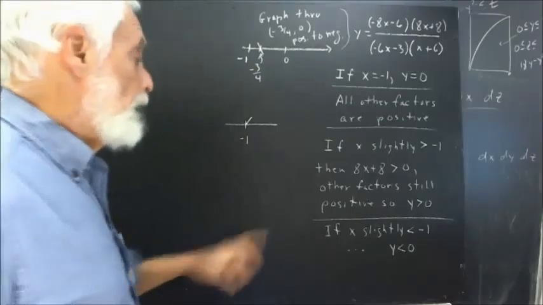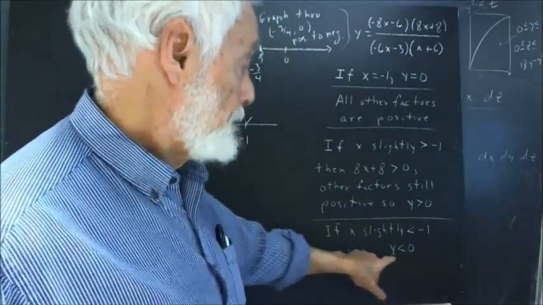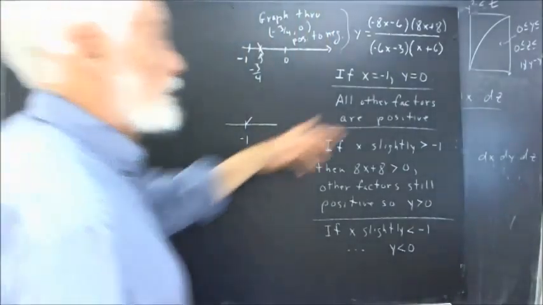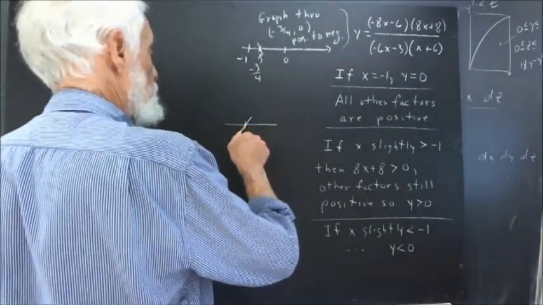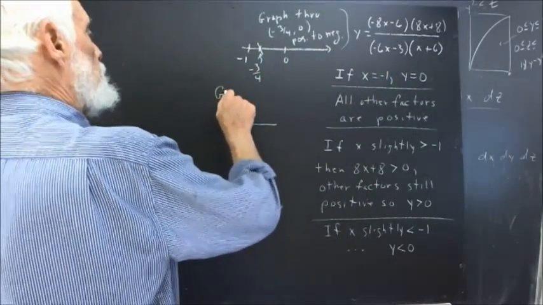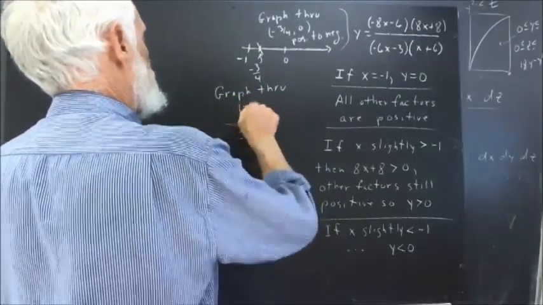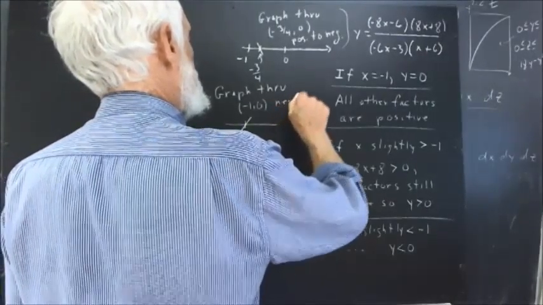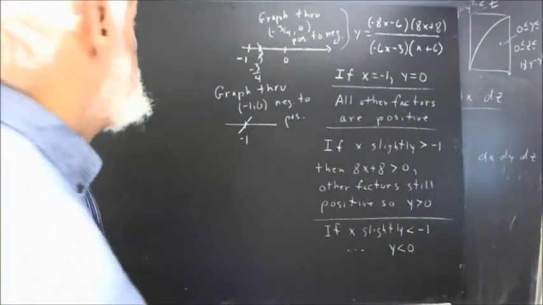and it's going to be going from negative to positive. Also, if x is slightly less than negative 1, that implies that y is less than 0. The reason being that that's going to make this term negative, and then you're going to have a negative times 3 positives, and it's going to give you a negative. So the graph through negative 1, 0 is negative to positive as we go from left to right.